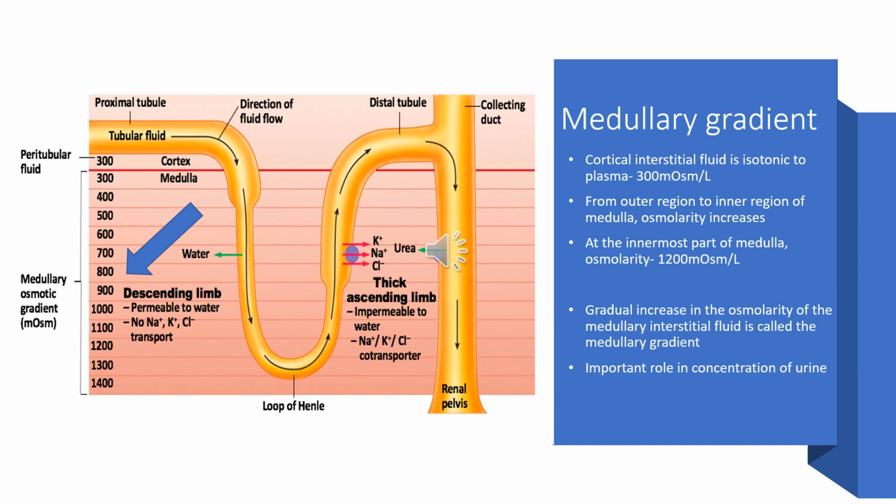So let's see what is medullary gradient. The interstitial fluid in the cortical region is isotonic with that of plasma, having an osmolarity of about 300 milliosmoles per liter. And as this interstitial fluid extends from the outer region to the inner region of the medulla, there will be an increasing gradient of osmolarity. So the osmolarity will be maximum at the innermost part of the medulla, that is at the tip of the renal papillae, which is about 1200 milliosmoles per liter. This gradual increase in the osmolarity of the medullary interstitial fluid is called the medullary gradient. And this medullary gradient has an important role in the concentration of urine.